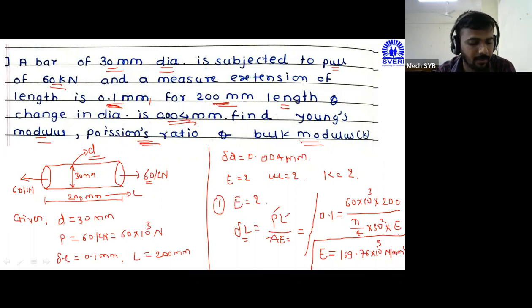Delta L is given, P is given, length is given, area is given as a diameter, and we have to calculate the Young's modulus E. It is 169.76 into 10 raised to 3 Newton per mm square.